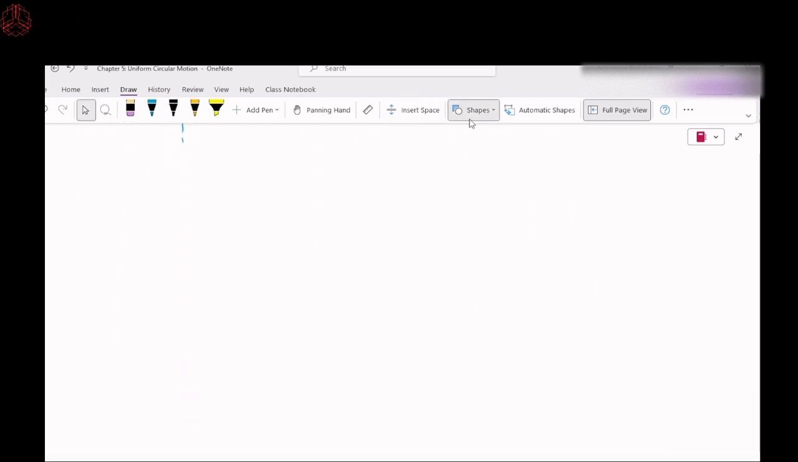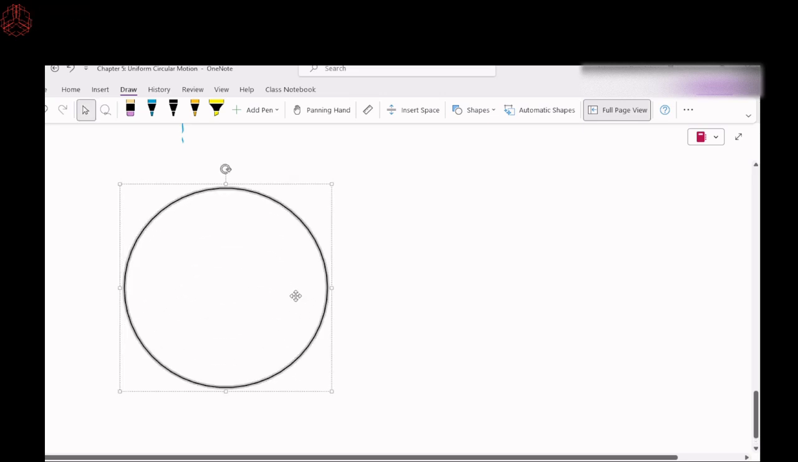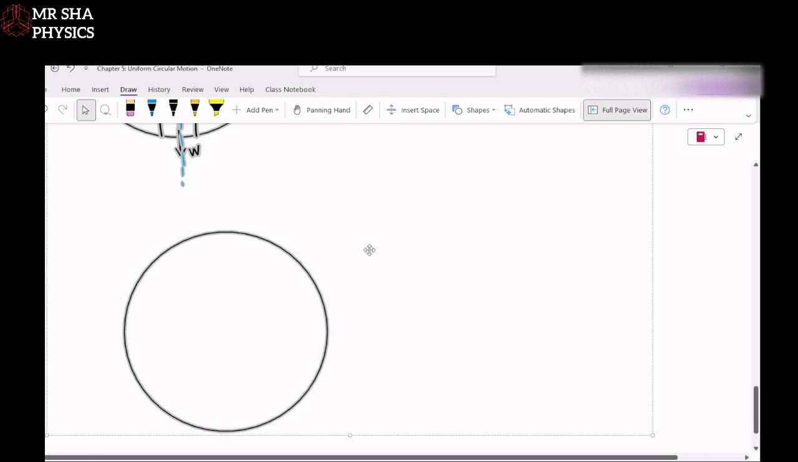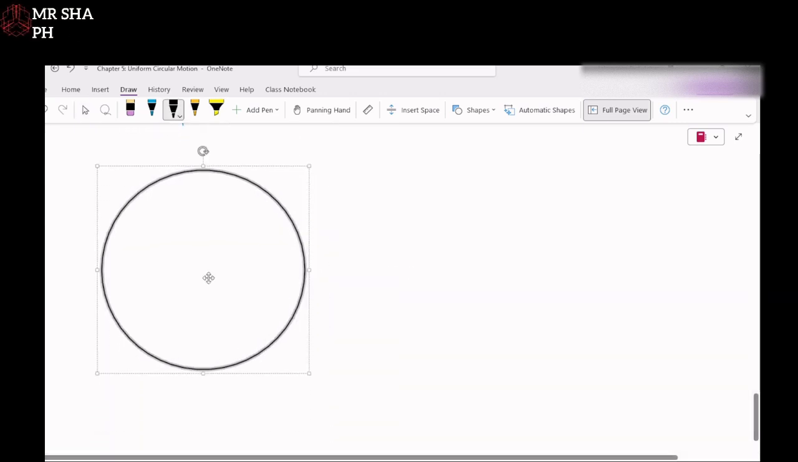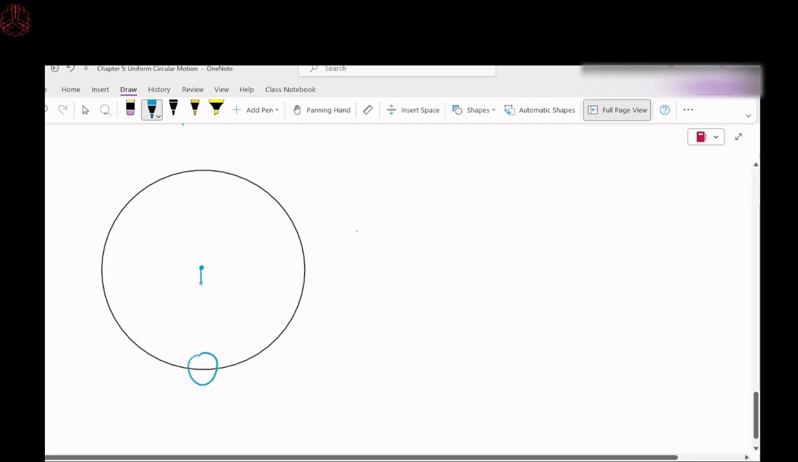I can do the same thing again for the second part, if I attach an object to a string. Remember, this time I actually have a string. So let me just draw out the string. I have the center of the circle, then I have an object, I'm going to make it round, then I have a string.